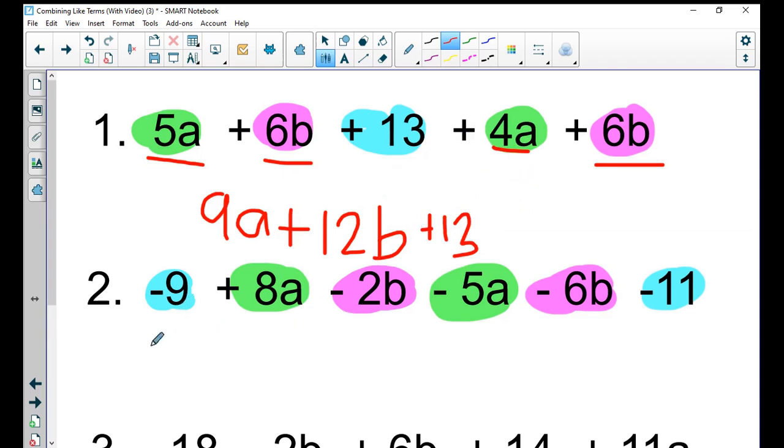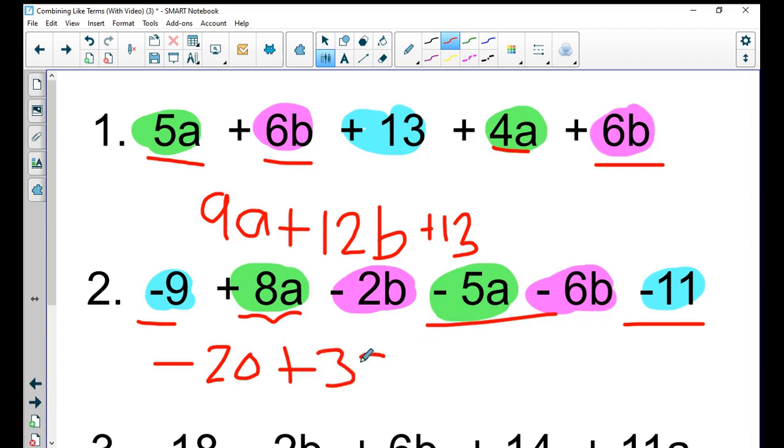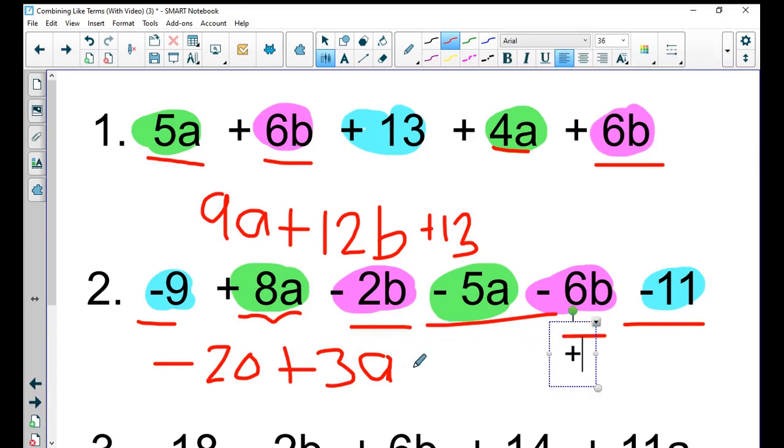Try the second one. Let's start out. Our first term is the negative 9. Look through there. The only other like term is clear on the end, which is negative 11. So negative 9 and negative 11, when you combine them together, gives you negative 20. Then we have 8a and minus 5a. So 8a minus 5a is going to equal positive 3a. And then the last two, negative 2b and minus 6b, combine to give us negative 8b.